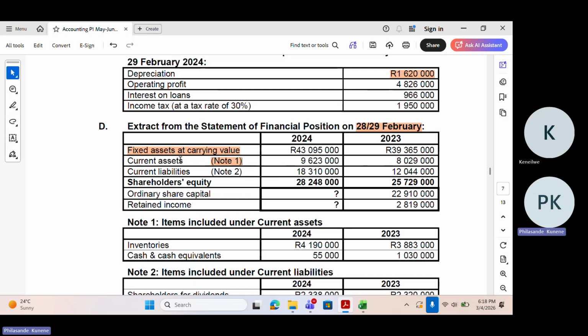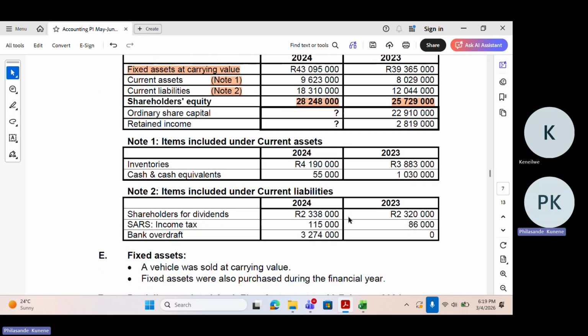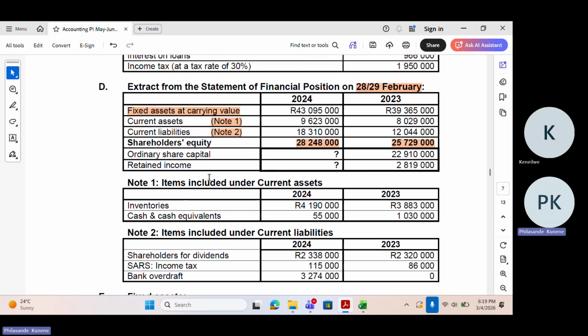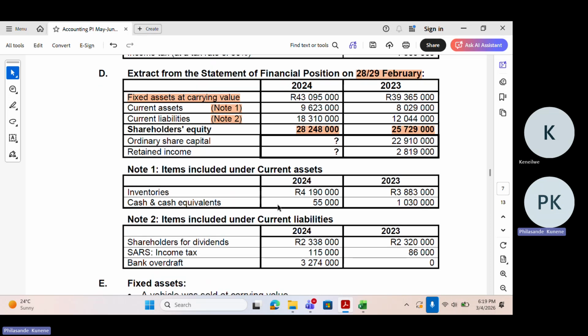Okay, but it's a breakdown. This is the total of current assets, and then we're going to have a breakdown in note 1. Same with current liabilities. There will be breakdowns under notes number 2, 18, 10, 12, and 44. Shareholders' equity, we have a total here provided to us, but the closing balances of ordinary share capital and retained income, they did not provide us with those amounts. Then note number 1, which is for current assets. Items included under current assets are inventories, and cash and cash equivalents. Both of them are supposed to be there, so there's nothing much that we should be worried about there.